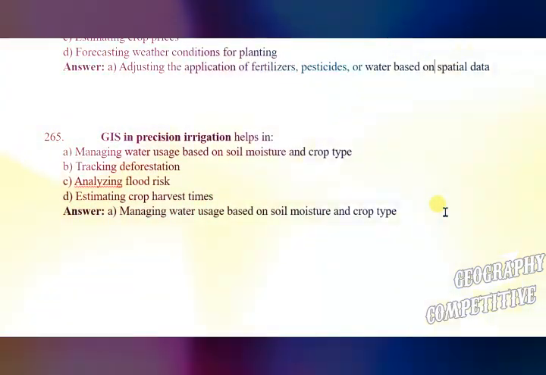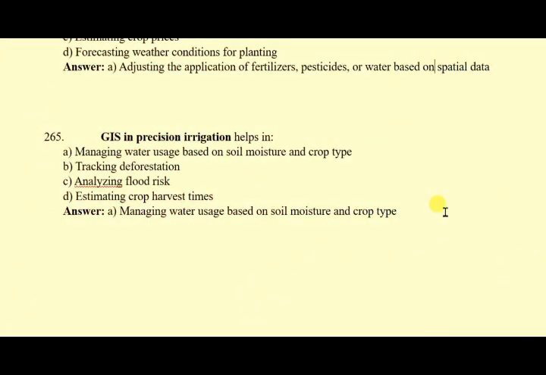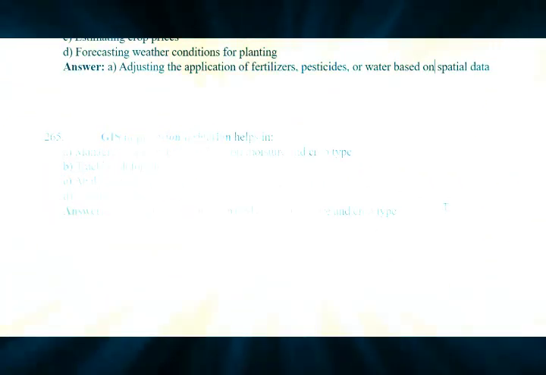Question 265. GIS in precision irrigation helps in managing water uses based on soil moisture and crop type, tracking deforestation, analyzing flood risk, estimating crop harvest times. The correct answer will be managing water uses based on soil moisture and crop type.